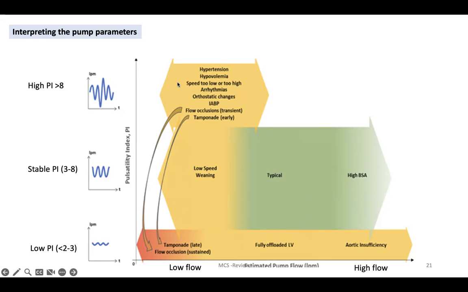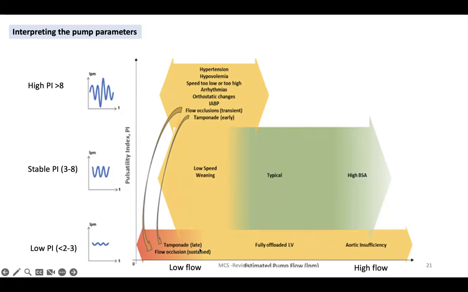So if we go here from the right up, meaning that you have a high PI on your screen, but a low flow again, it can be if the patient has hypertension, hypovolemia, the speed set is too low or even sometimes too high. You can have arrhythmias, intra-aortic balloon pump. If you have a stable PI and a low flow, maybe you have a too low speed, and you need to increase the speed. We're going to talk about it a little bit later.